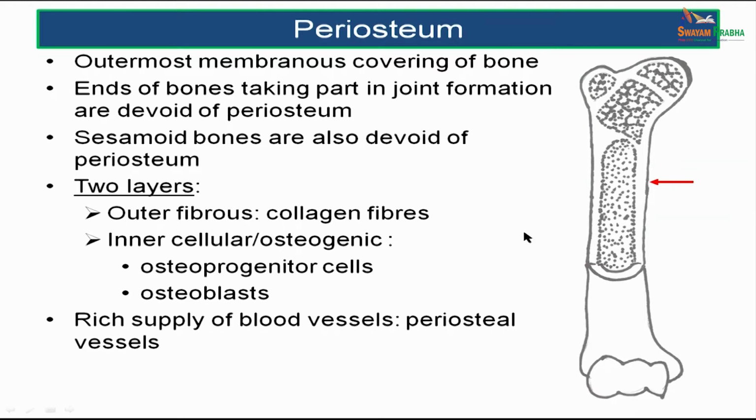Now, periosteum has two layers, an outer layer and an inner layer. The outer layer is fibrous and is made up of collagen fibers. The inner layer is a cellular layer. It is also called the osteogenic layer. It contains various cells like osteoprogenitor cells and osteoblasts. We will be talking in detail about these cells a little later. Periosteum has a rich supply of blood vessels called periosteal vessels.